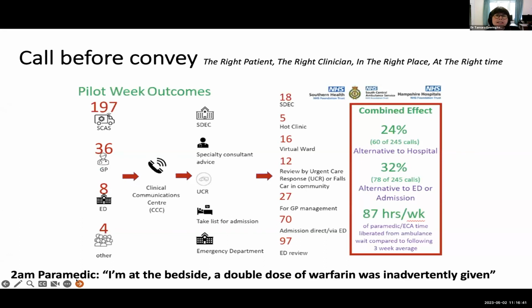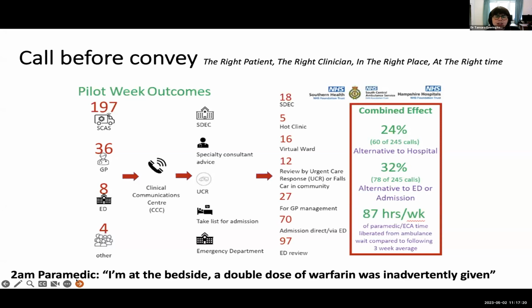This is another initiative that we've tried. The telemedicine service is the outreach to nursing homes, and then we've introduced a clinical communication centre, which is about streaming calls from the ambulance service, from GPs, and from other people also within the hospital who need to get access to specialist advice to decide how they're going to manage a patient. This particular pilot, which was within that framework, was called Call Before Convey. As you can see, that's targeted at getting the right patient to the right clinician in the right place at the right time. This was a pilot first week study.